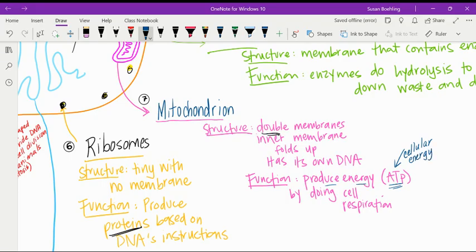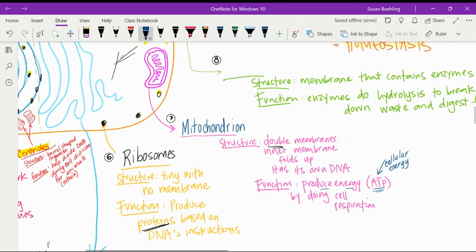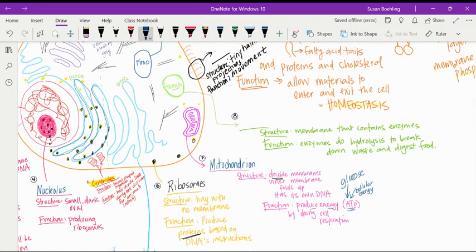ATP is made from reactions that occur in the inner membranes of the mitochondria. So basically, glucose that is consumed or made by a cell, in the case of animals, we're going to have to consume our glucose, is going to be turned into ATP by the mitochondria, the powerhouse of the cells.